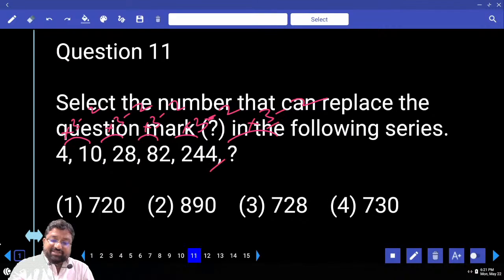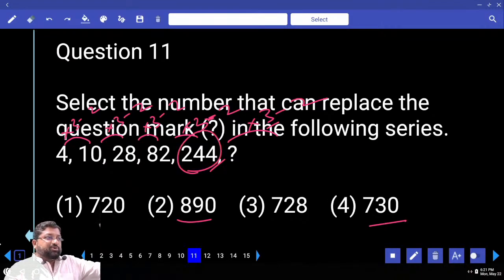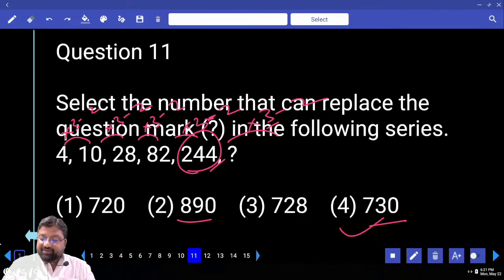Why? 4 3s are 12 minus 2, 0. Now you have 2 options. This number is not even 250, it is 250 into 3, you will go for 750. And the value should be less than 750. Among the options, only one option. Clear?